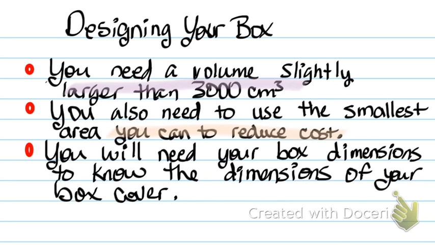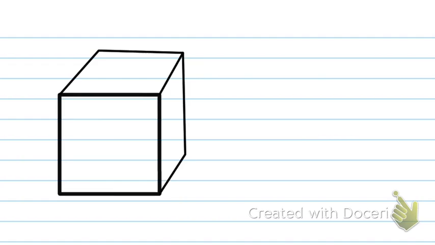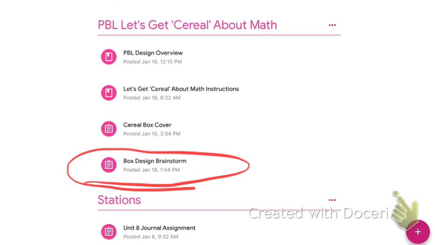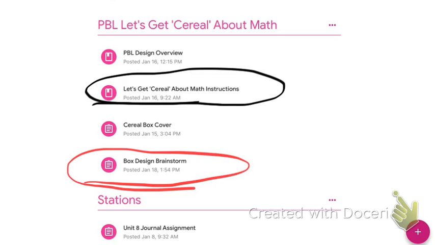Before you begin really designing your box cover, you need the dimensions of your box so that you know what the front of the box dimensions will be in order to make sure your cover fits the front of your box. Be sure that you look at the instructions in Google Classroom. They are there. So if you look right here, let's get serial about math instructions. That has information about the requirements for this project. So be sure you look over those if you've not already.